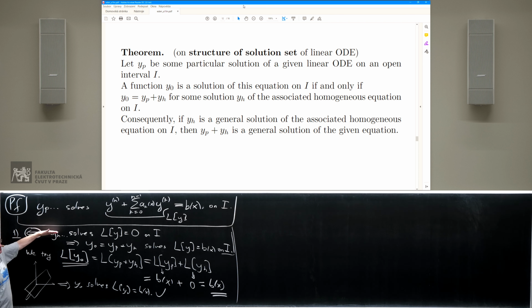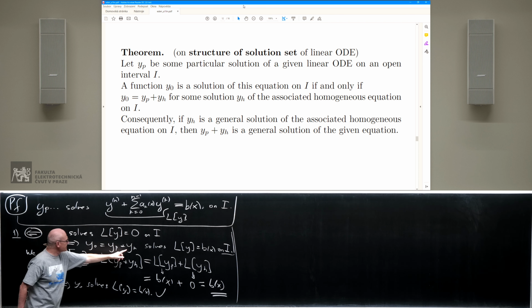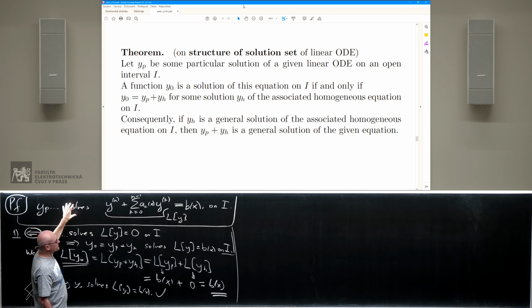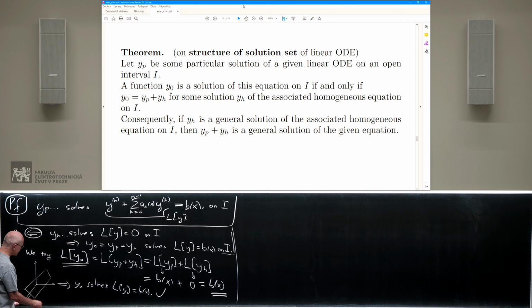And now I take those solutions YH and I shift them by this one solution YP. I'm shifting all of them. There are many solutions that solve the homogeneous equation, and I'm shifting all of them by the same YP. So in fact, I'm taking the whole subspace and I'm shifting it in this direction by this displacement. So I'm getting a new set of functions.